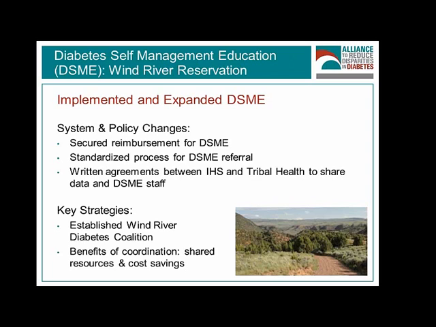So lastly, I want to talk a little bit about the Wind River example. The Wind River Reservation was successful in creating a coalition of partners from tribal health programs, Indian Health Services, and the state of Wyoming, and they all helped to establish a system to identify high-risk patients and refer them to diabetes self-management education. And it was through this streamlined and really standardized process that they were able to increase referrals to their DSME programs. They also have been able to secure reimbursement for DSME classes through various funding streams: Medicaid, Medicare, as well as private tribal insurance.